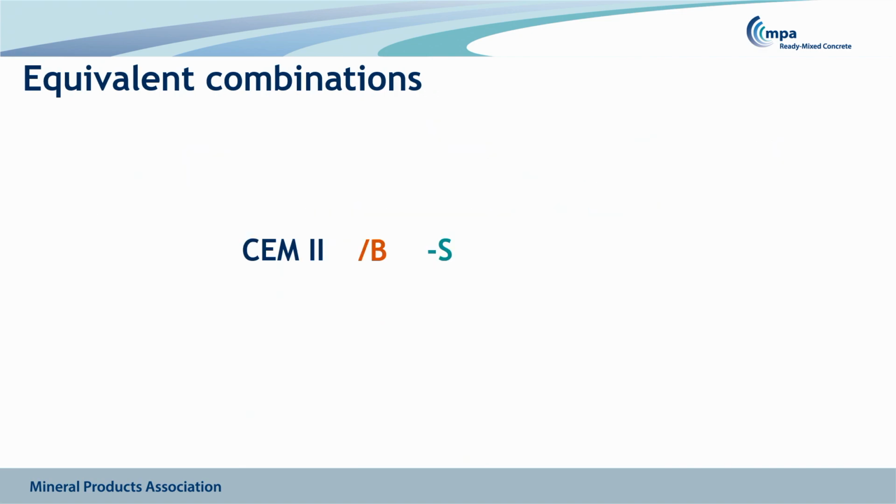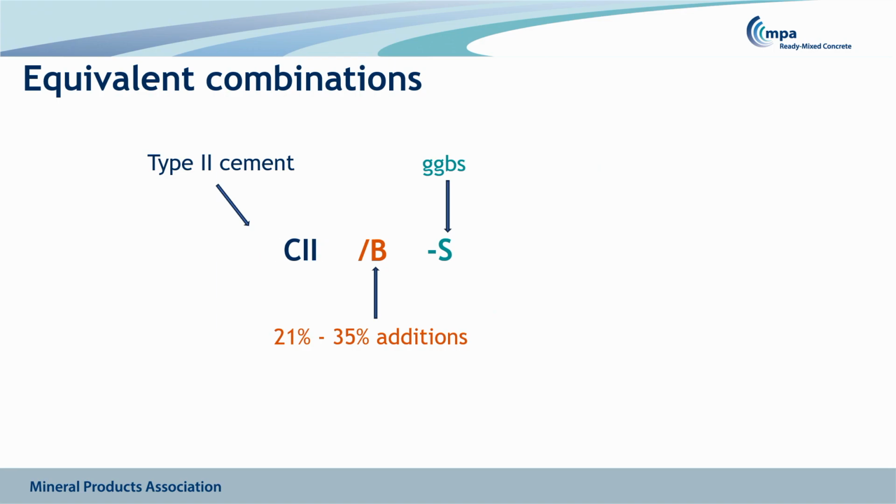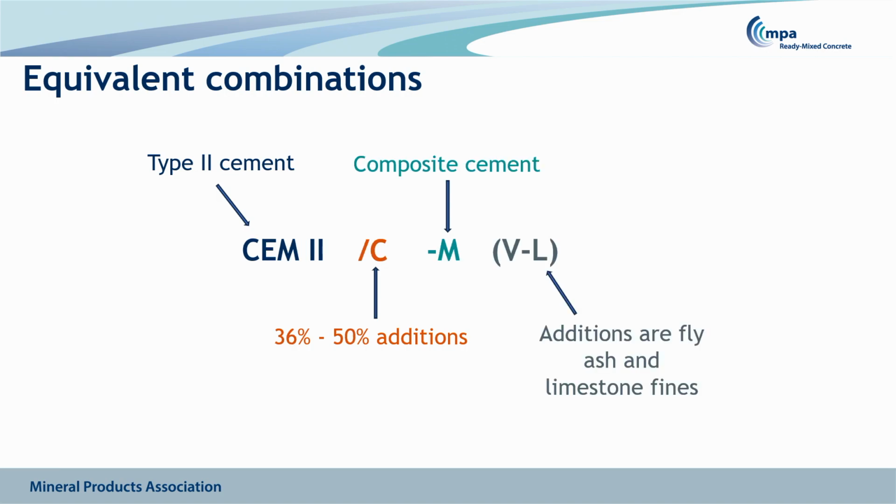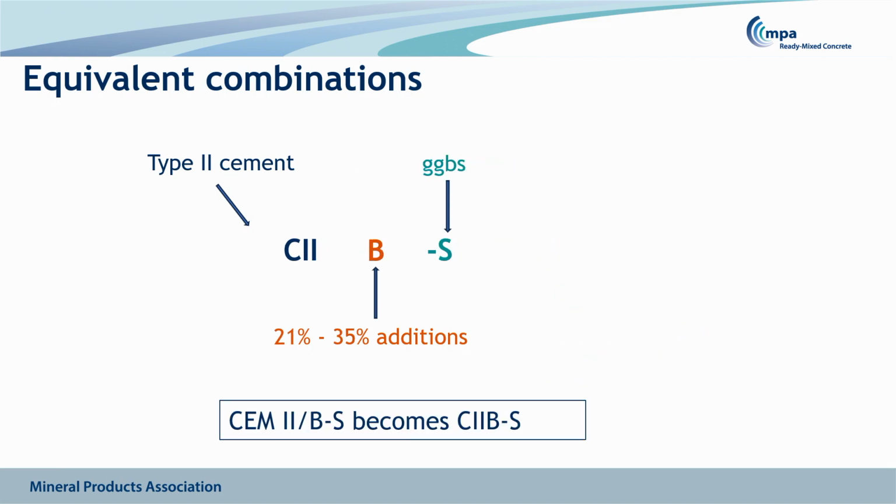So looking at how we convert them, for example, here's a cement, SEM 2BS. We can see it's type 2 cement, 21 to 35% additions, and that addition is GGBS. For this to be a combination, it becomes a C2. We remove the forward slash and just use the B so we know the proportions. And we have the S. So the SEM 2BS becomes C2BS.